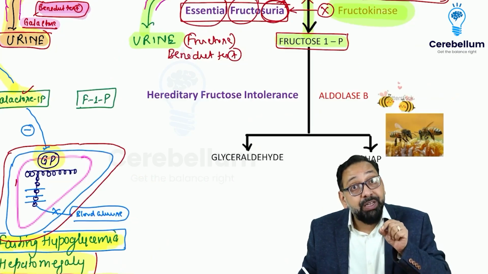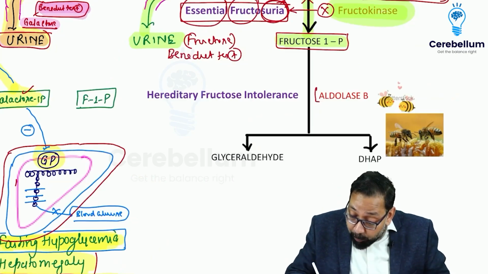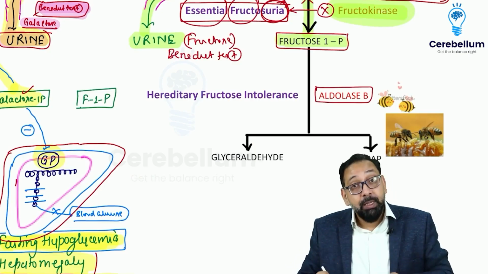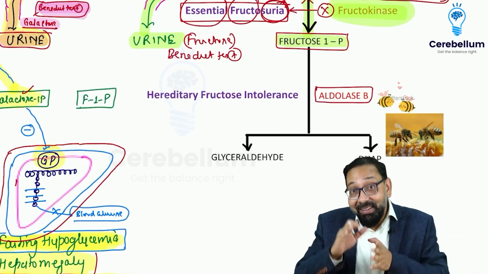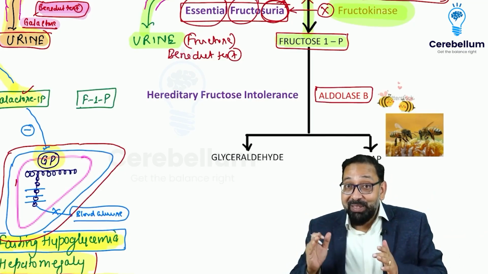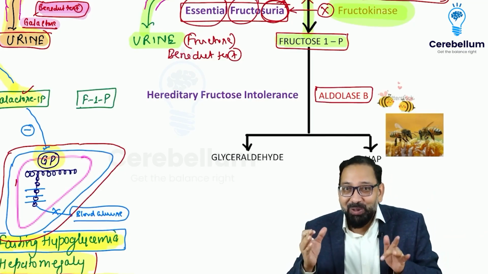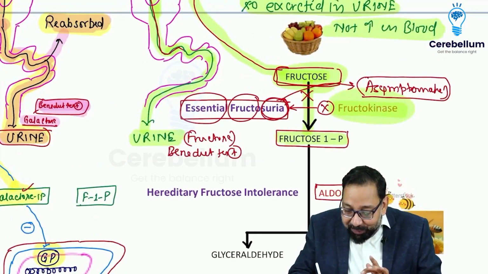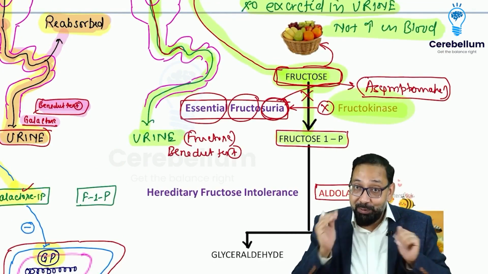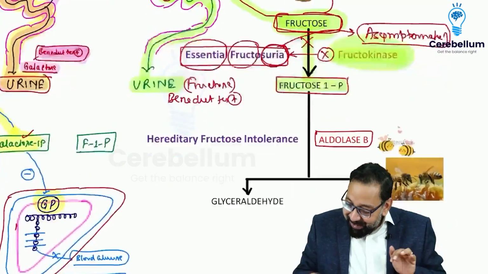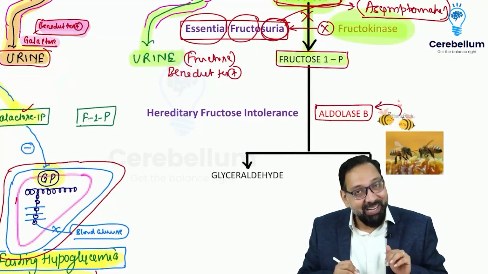Fructose 1 phosphate is acted upon by aldolase B. One question: in glycolysis, there was aldolase A, and in fructose metabolism, this is aldolase B. How will you remember? Fructose is a fruit sugar and a keto sugar. If you cut a fruit, a honey bee would come. B, honey bee. Yes, aldolase B.